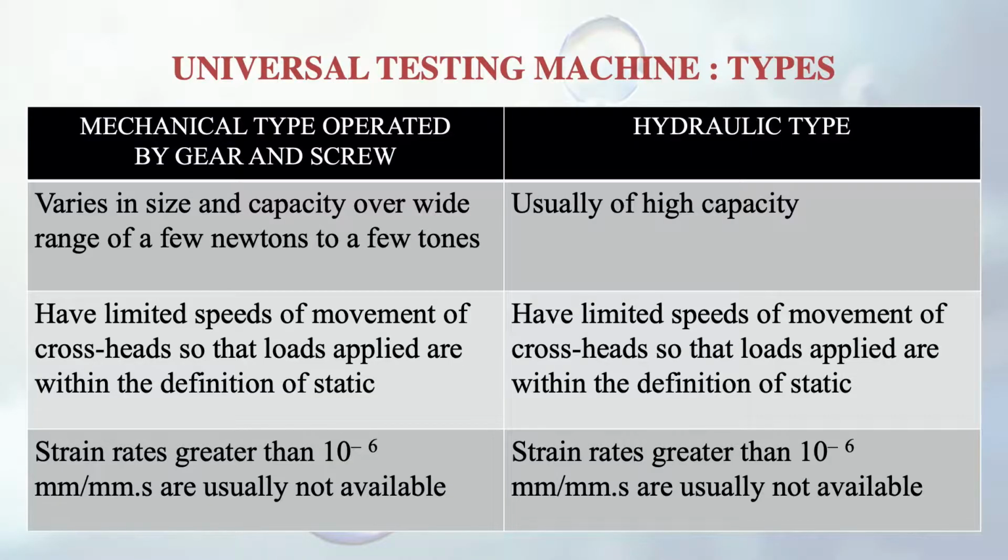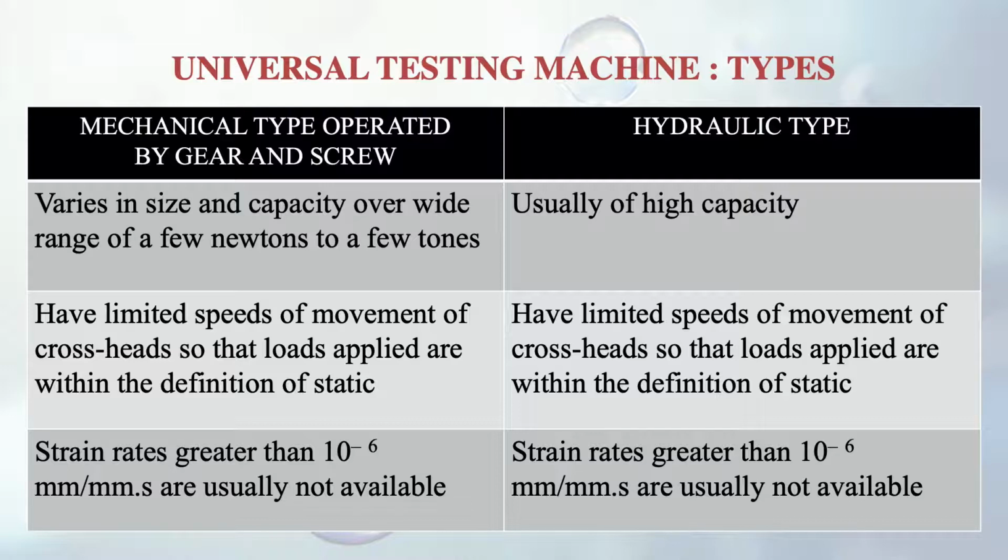So what are the types of this universal testing machine? There are two types. One is driven by an electric motor screw type, the other one is the hydraulic one. The first one, the electric motor type, varies in size and capacity over a wide range, ranging from a few newtons to a few tons, whereas the hydraulic type usually has high capacity.